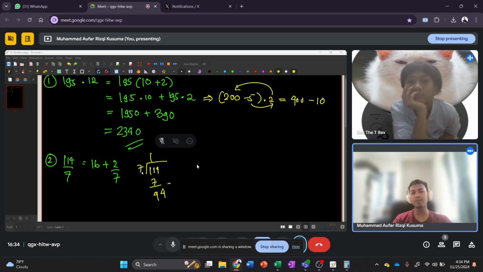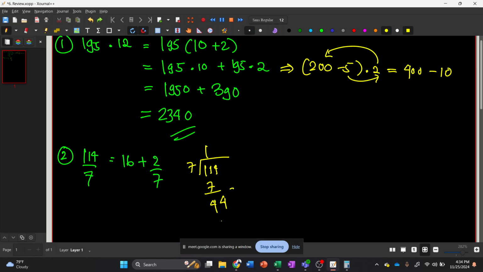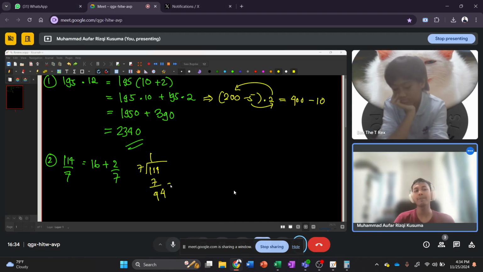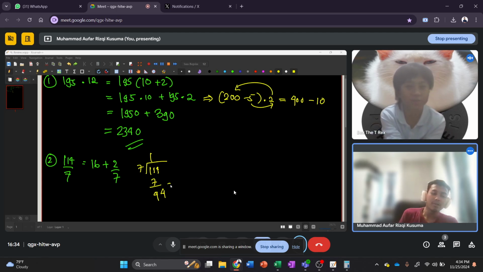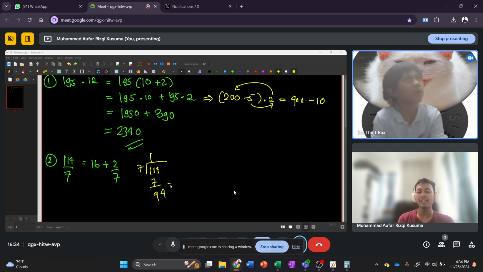What is the nearest multiple of 7 which is close to 44, below 44, of course? What is it? Below 44, so yes, 14. 14 plus 14 is 28. 28 plus 28 is 56. 8 plus 8 is 16, 20 plus 20 is 40, 40 plus 16 is 56.